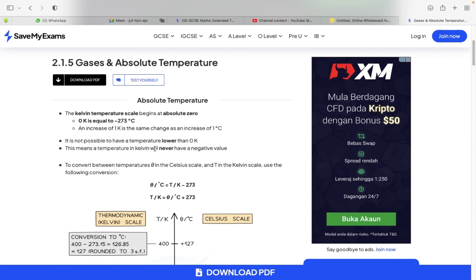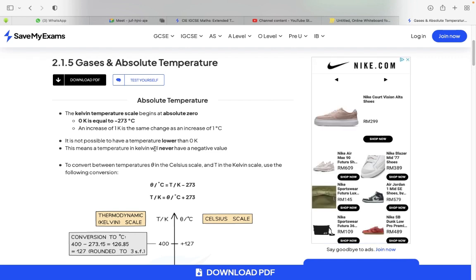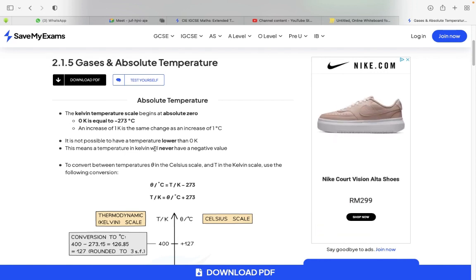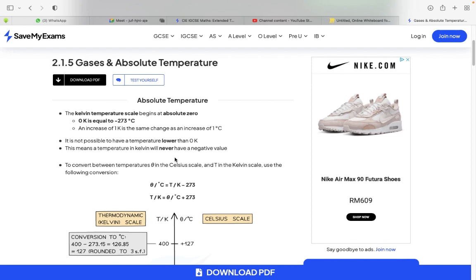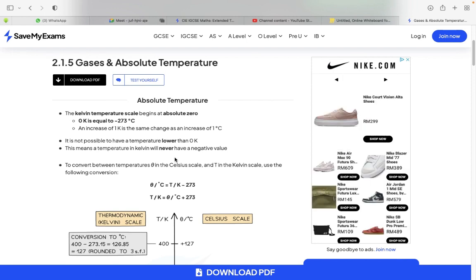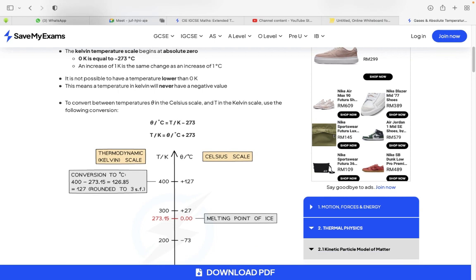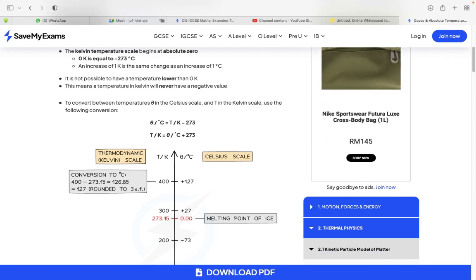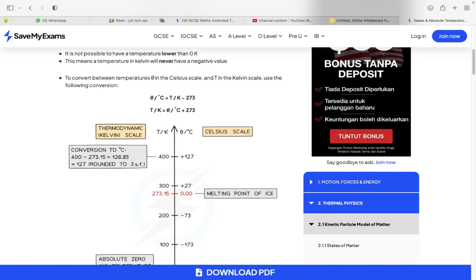Okay, we have the Kelvin temperature scale, which begins with the absolute zero, and the absolute zero, that's 0 Kelvin, is equivalent to negative 273 degrees Celsius. So we have three scales actually: the Kelvin scale, the Celsius scale, and the Fahrenheit scale. And between the Celsius scale and the Kelvin scale, there are 100 degree divisions between the lower fixed point and the upper fixed point.